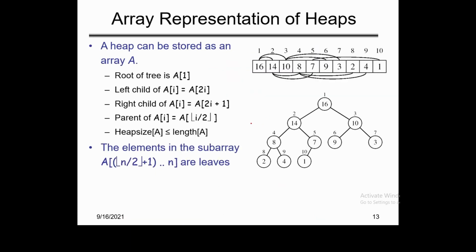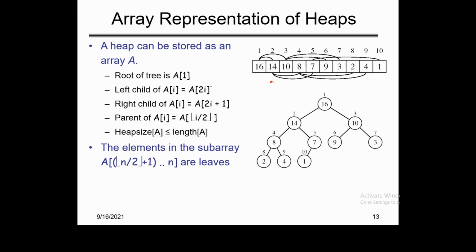This concept is about the representation of the heap in memory, which is also a representation of the binary tree. The root of the tree is A[1]. If you want to find the left child or right child, these are the formulas we use when implementing a binary tree in memory. For a particular node A[i], the left child will be 2i and the right child will be 2i+1. Basically these are the locations: if the parent is at location i, its left child will be at 2i and its right child at 2i+1.